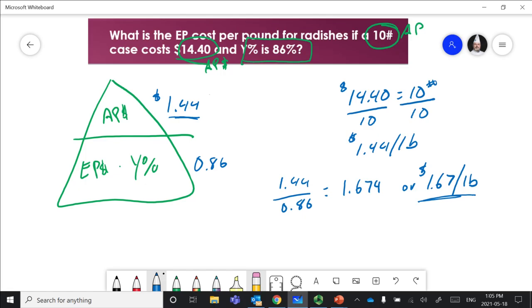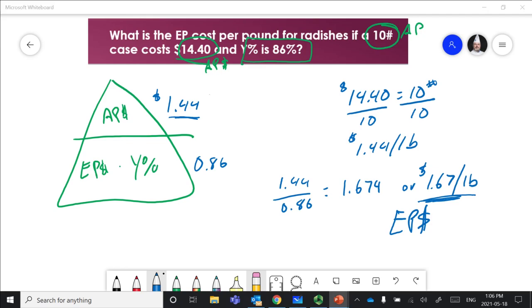Now, our logic fact check: we started with $1.44 as purchased, and it went up to $1.67. That makes sense, right? Because we don't have the full 10 pounds. Some of it went in the garbage, so the value of what we have left, our 8.6 pounds, is $1.67 per pound. Our edible portion dollar amount should always be more than our as purchased dollar amount, or equal to. If our yield's 100%, it'll be the same. But if it is anything less than 100% yield, this edible portion, EP dollars, needs to be higher than our AP dollars.